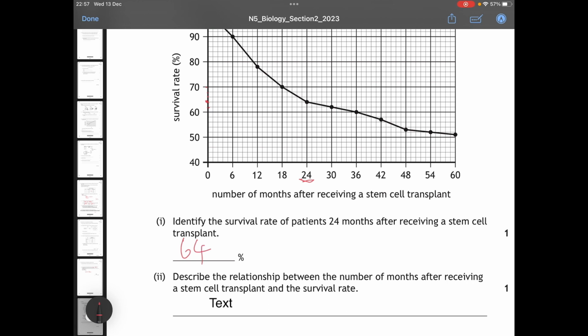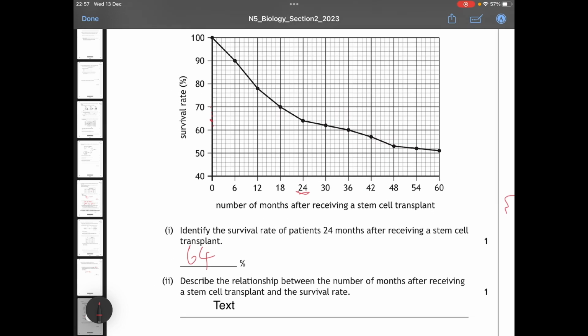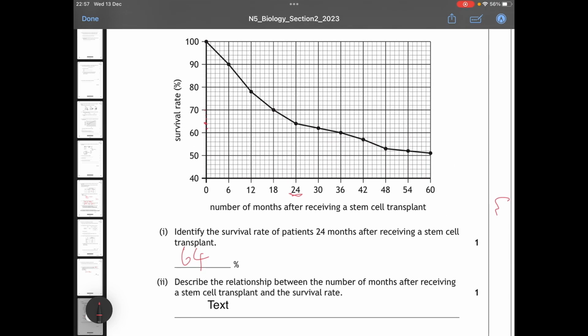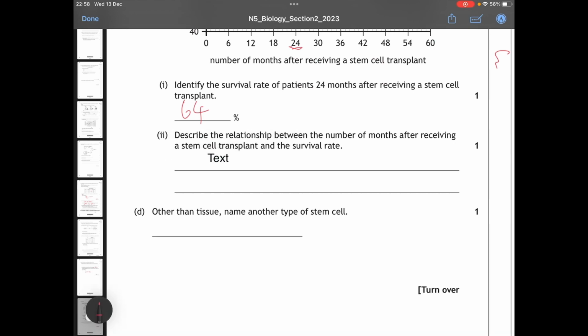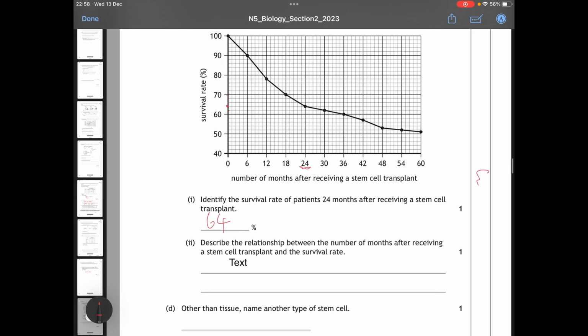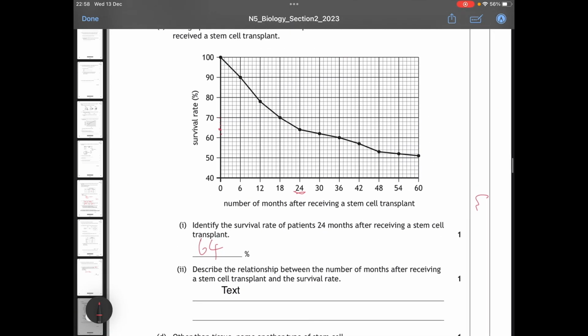Describe the relationship, it says, between the number of months after receiving a stem cell transplant and the survival rate. So describe the relationship questions just tell us about the pattern. So this is not us explaining the graph, explaining what it shows, it's just telling us what we see, what the pattern shows. So for this kind of question, you really have to mention what's happening down both axes of your graph there, okay? And as you can see, as the number of months after receiving a stem cell transplant increases, the survival rate decreases.